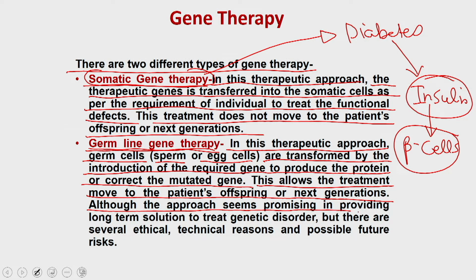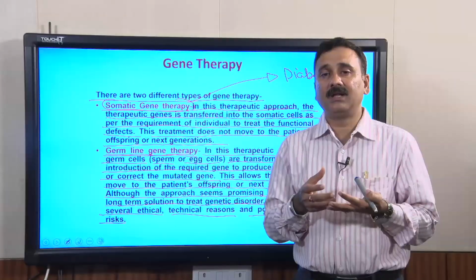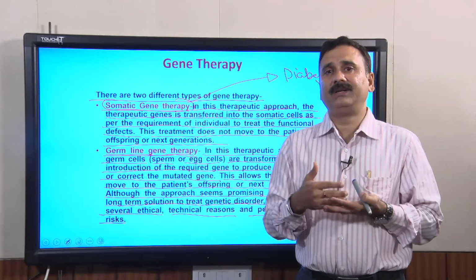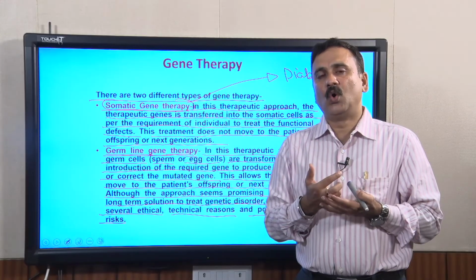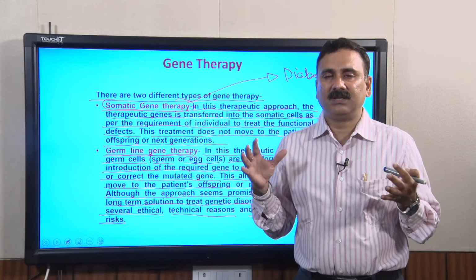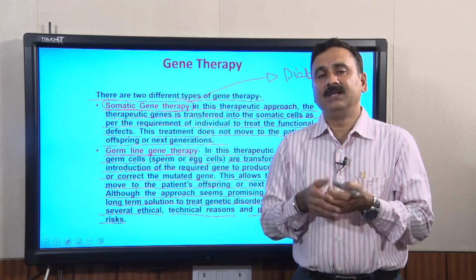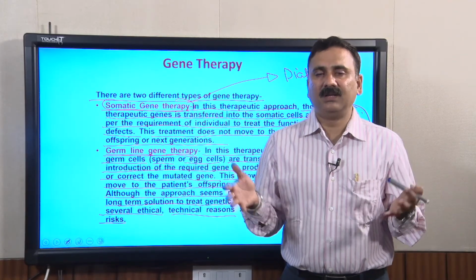Although the approach seems promising in providing a long-term solution to treat genetic disorders, there are several ethical and technical reasons and possible future risks. It looks very promising that you can use gene therapy to replace or do whatever kind of genetic manipulation of human beings, but it has a lot of ethical issues, a lot of social issues, and at the end it also has many technical obstacles to overcome. That is how gene therapy also has many disadvantages.